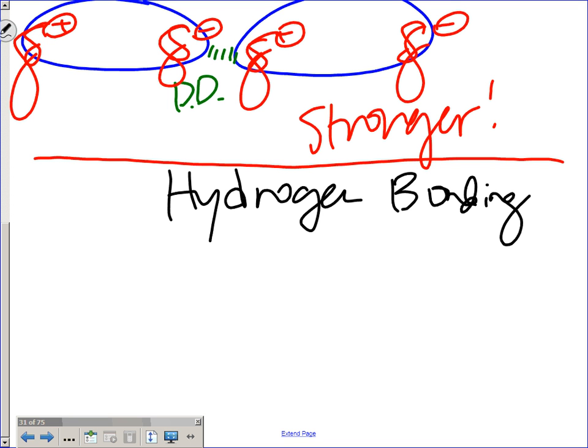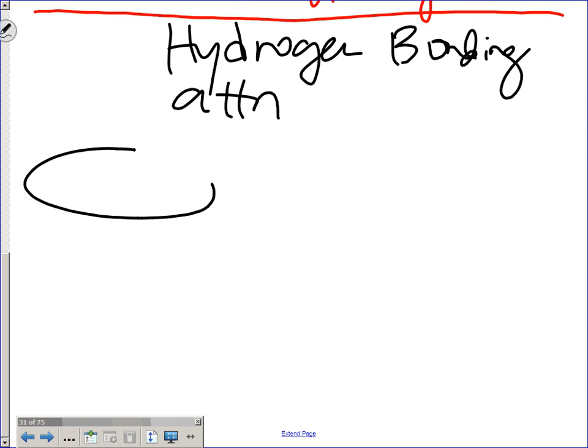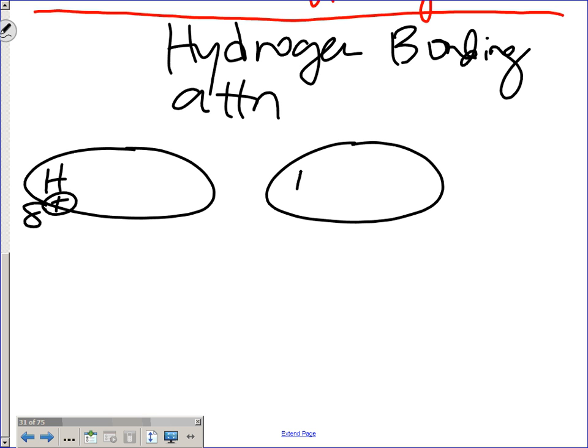Okay, so hydrogen bonding is what holds DNA together. So is it a true bond? No, it's just an attraction, right? The attraction is holding the double helix together. Still, it's an attraction between molecule A and molecule B, but molecule A has to have what in it? A hydrogen with a partial positive, yes.